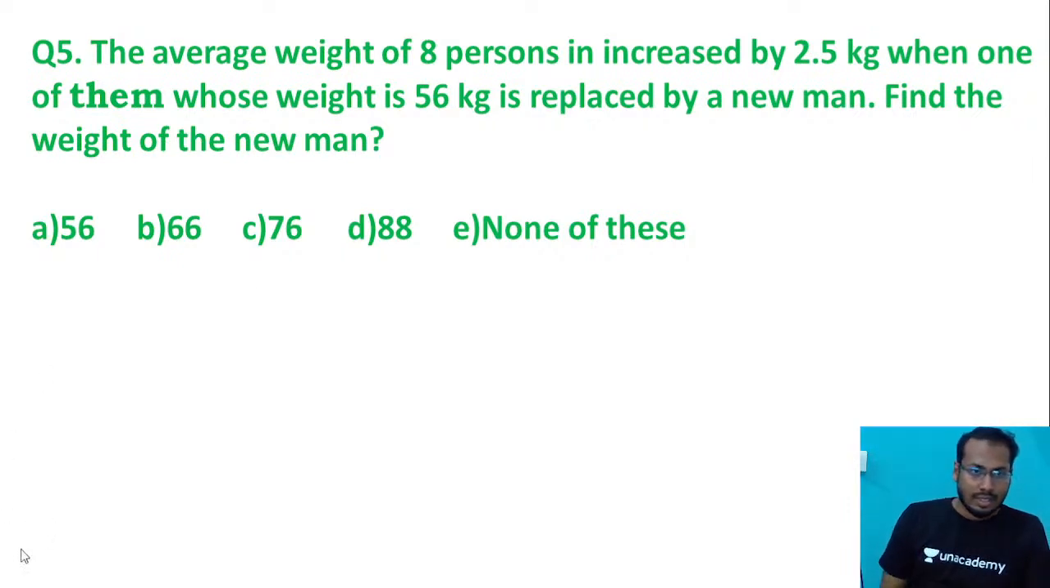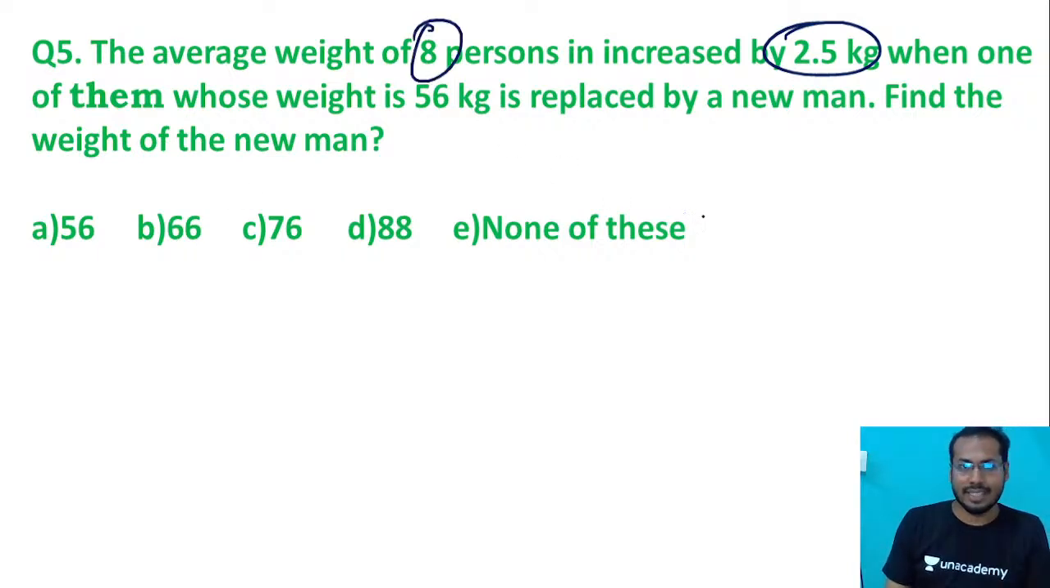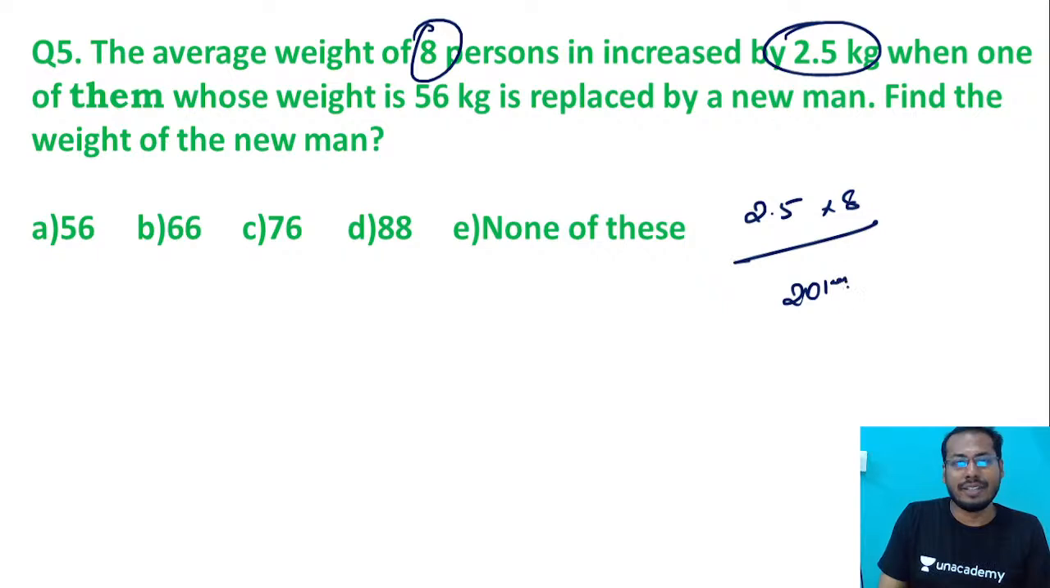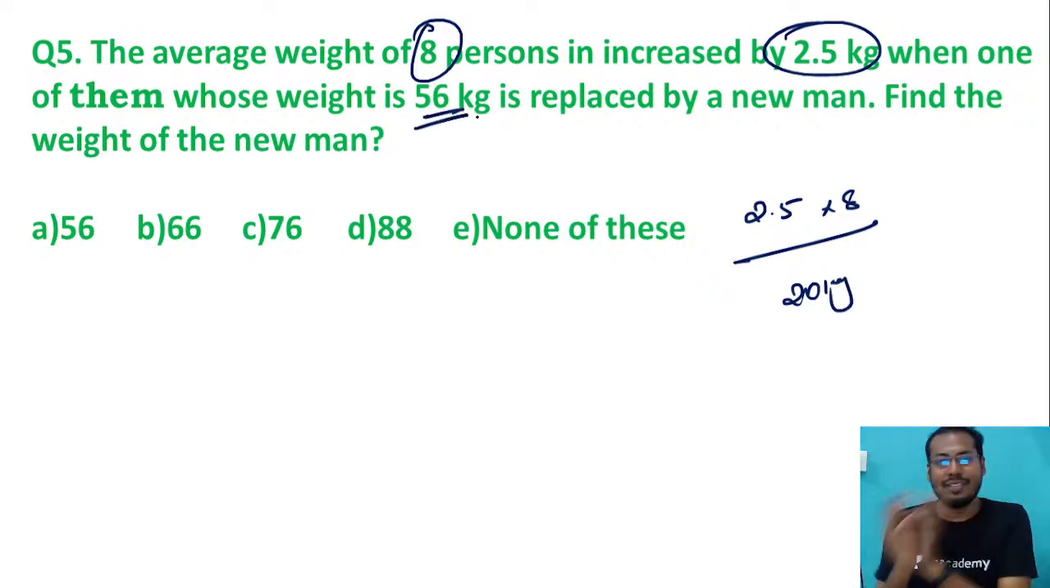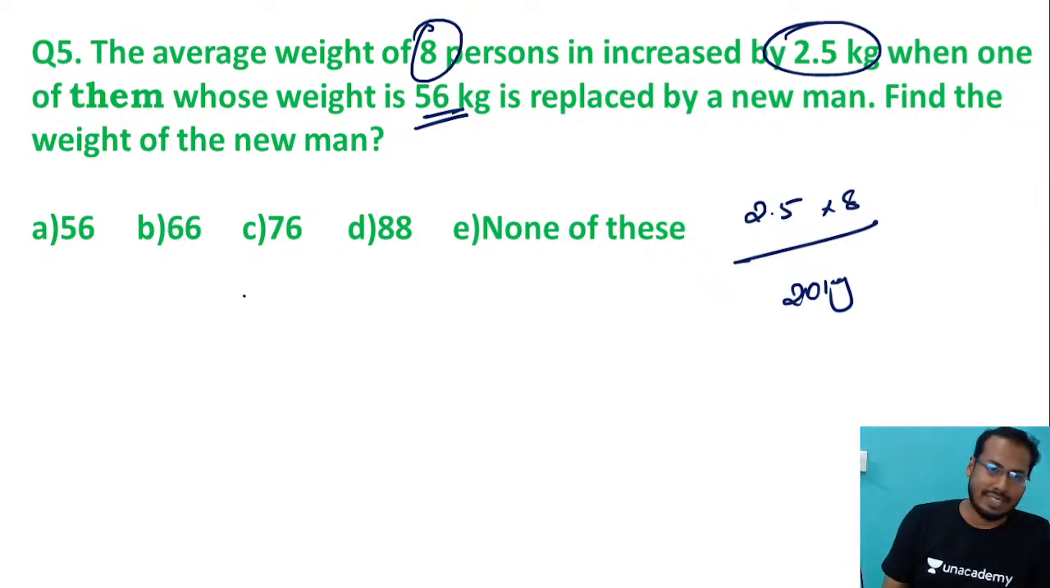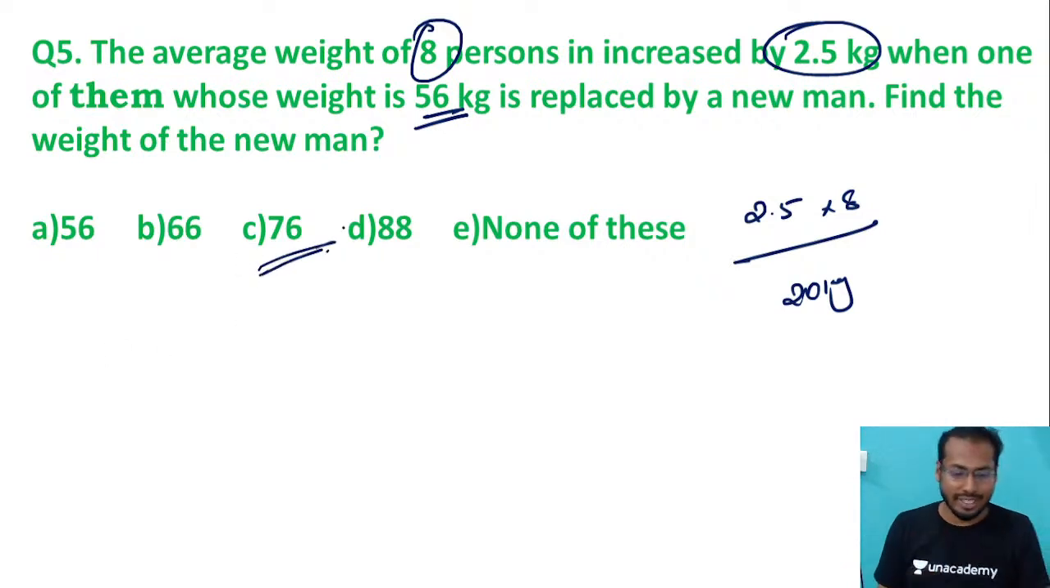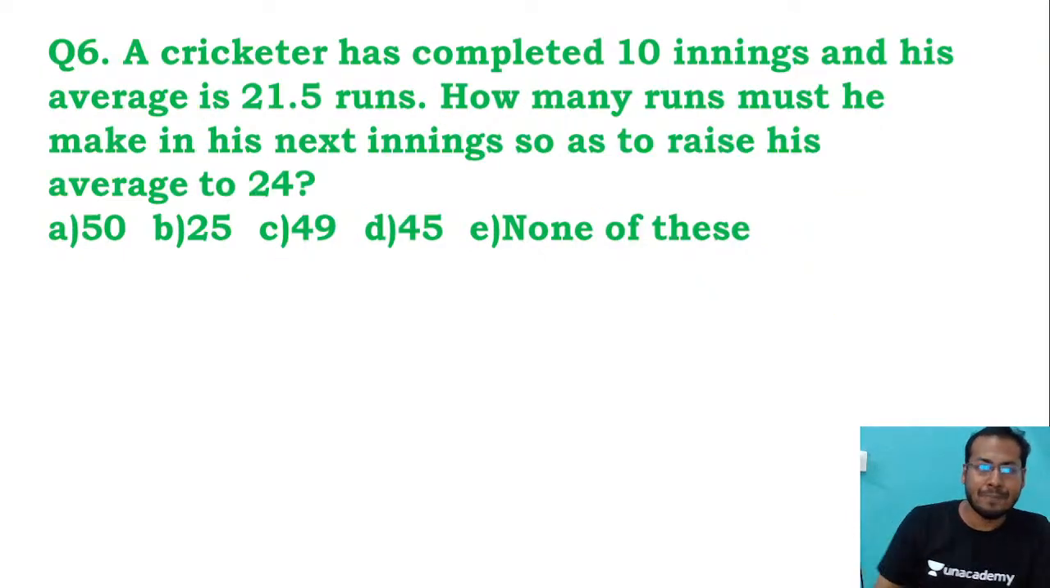So, the easy way of getting the answer for this question is 2.5 kg, 8 persons, right? So 2.5 was increased in the average. So all the 8 will be increased by 2.5. So 20 kg will be increased. Already it was 56. So 20 kg addition means 56 plus 20, 76 is the right answer. Very good. Super, super. Is it clear? I'll move to the next question.